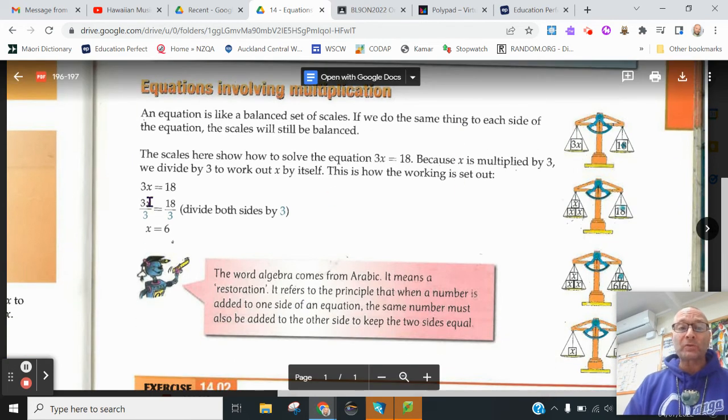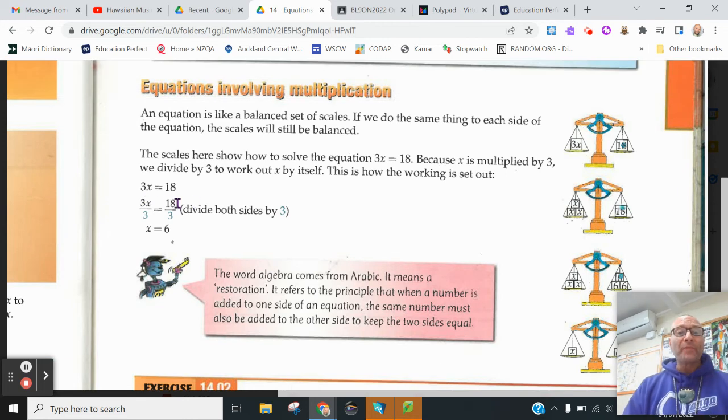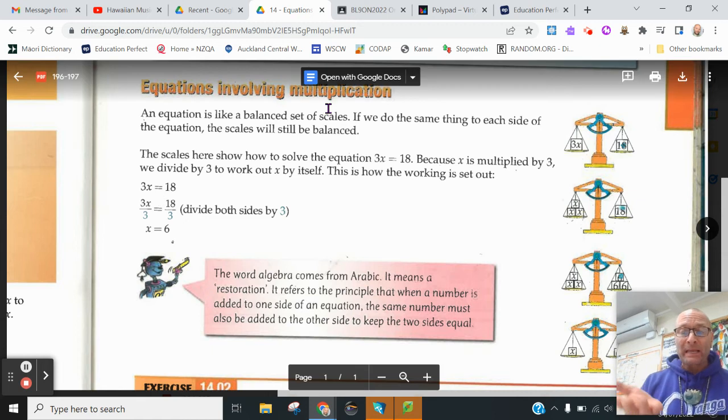Let's start with this first one. 3x is equal to 18. Now, when things are equal, they're the same, so we can think of that being like a set of scales that are balanced.